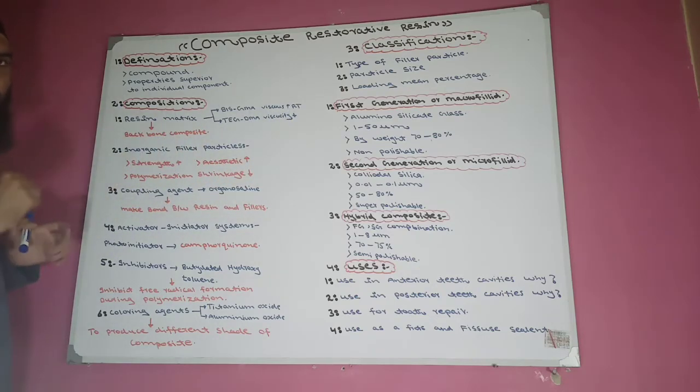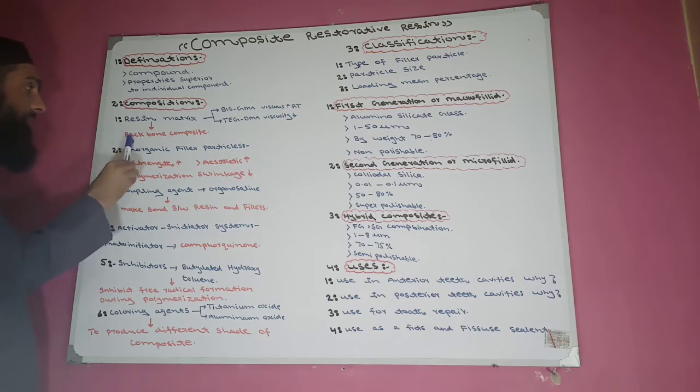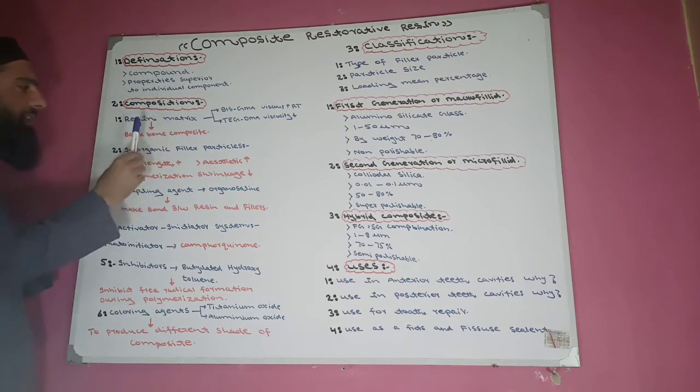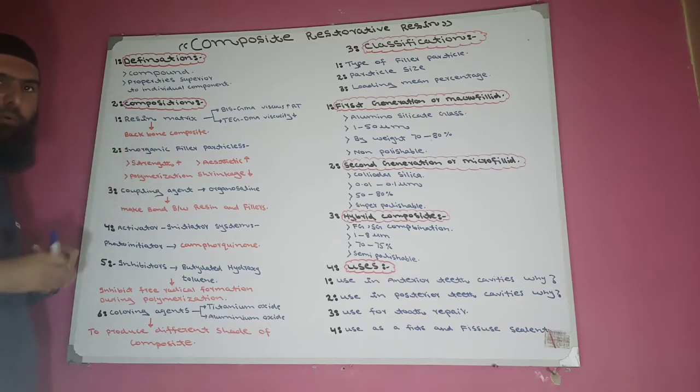Now, what is the function of the resin matrix? The resin matrix acts as a backbone for composite. It means the main component, the main part of composite resin, is the resin matrix, which acts as the backbone of composite.